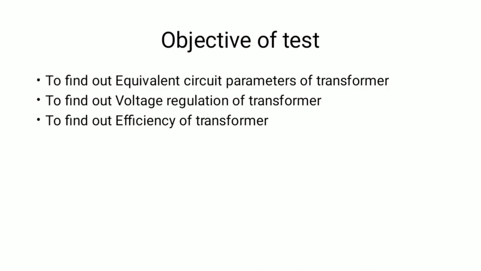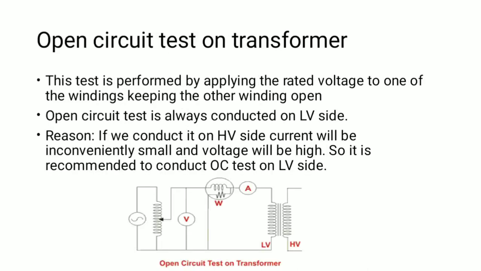So without loading the transformer, we can find out the efficiency and regulation of the transformer. We can do this test in other way by directly loading the transformer. But if the transformer rating is too high, it is impossible to load the transformer because it is an inefficient way. Lot of energy is wasted in the form of heat. So the big transformers, to find out the efficiency and regulation, we can perform the open circuit and short circuit test, because here we can find out the efficiency and regulation by indirect way.